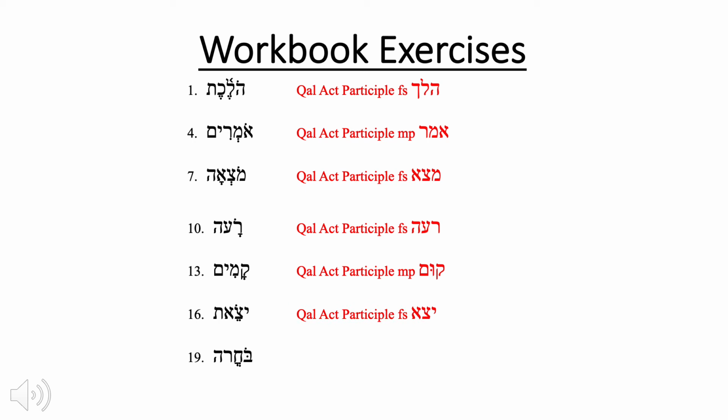Once again, in number 16, the tav at the end indicates that this is a feminine singular participle, a Qal active participle, feminine singular from yatsa, to go out. So yotseit. You'll notice that the aleph has quiesced. It's simply serving as a helping vowel in some ways for the tsere, although it's not even really necessary because this is a long vowel in a closed accented syllable. But since it's part of the root, it stays. It just doesn't take any vowel. So yotseit. What about number 19?